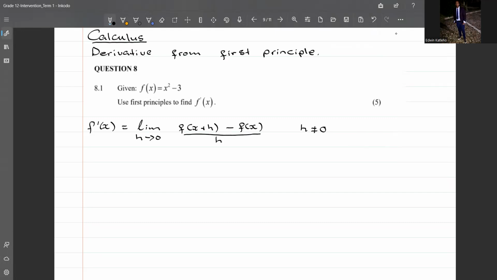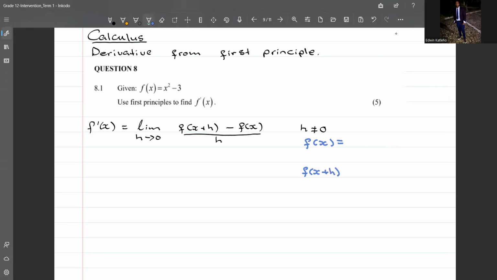Why is it that h cannot be equal to 0 at this point in time? It's because once you substitute 0 in this equation, this whole thing is going to be undefined. Now, it is a restriction. What we need are two equations. We need to know the equation of f of x, and we also need the equation of f of x plus h.